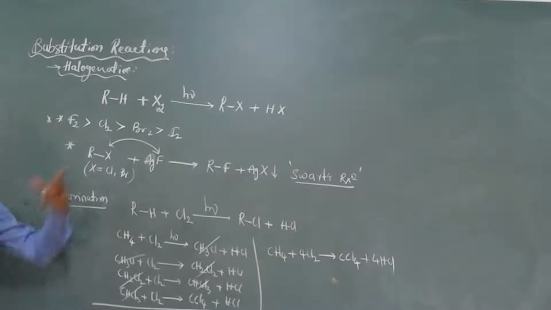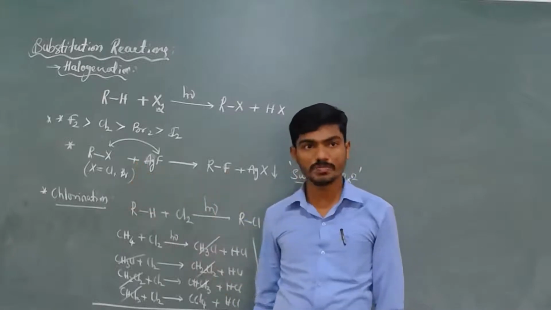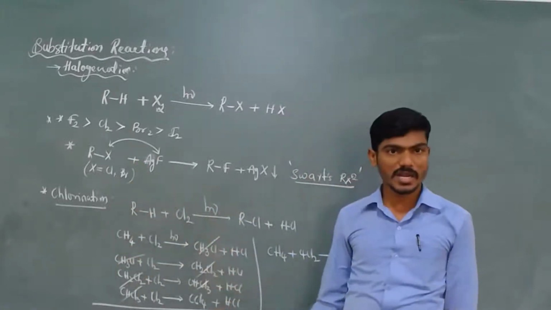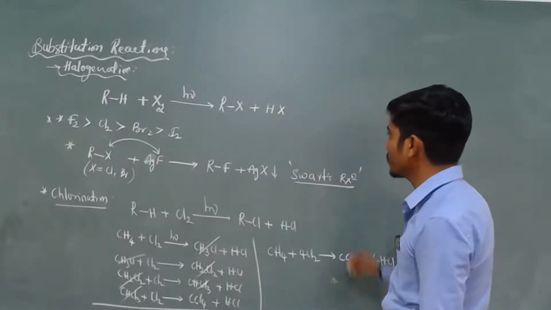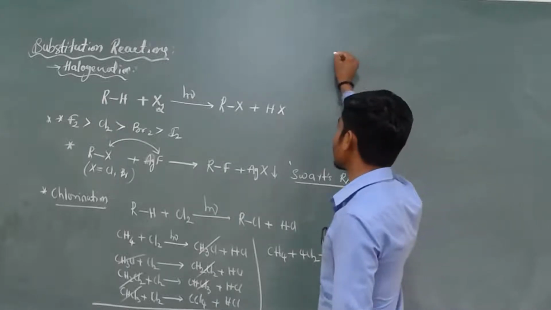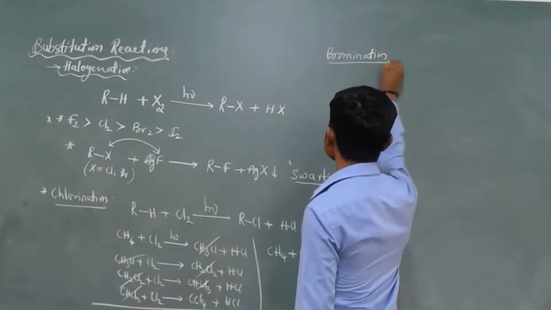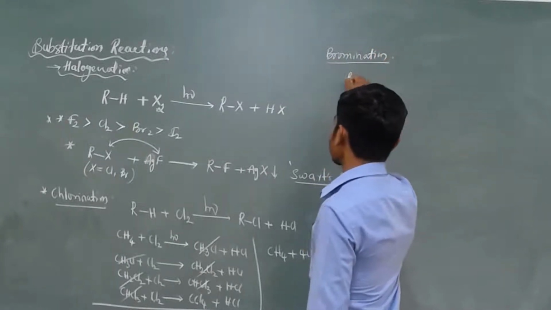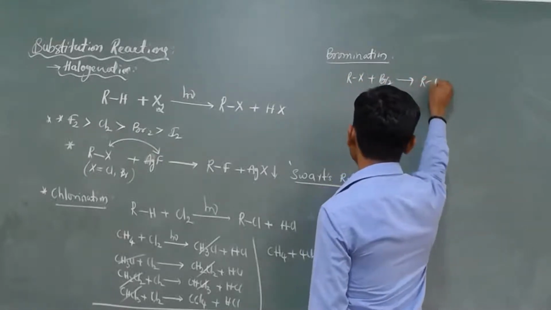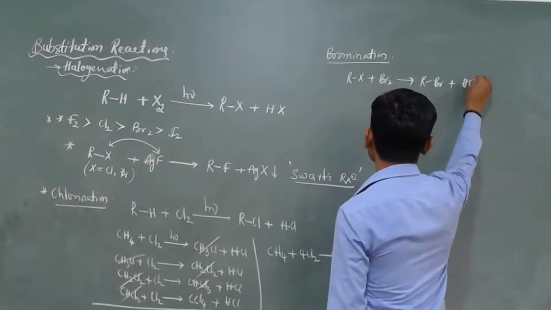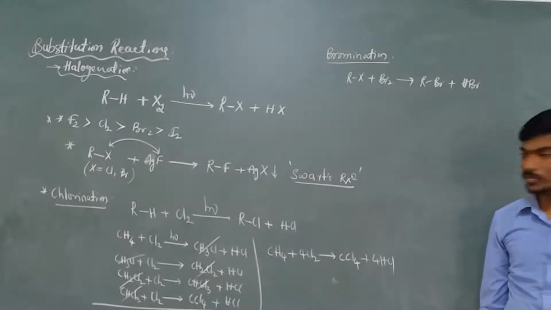Substitution reaction, halogenation reaction. Fluoroalkane cannot be prepared by halogenation. Chlorination in the presence of sunlight is possible. Similar to this, bromination is also feasible. Bromination: RH plus Br2 gives RBr plus HBr. Bromination reaction.